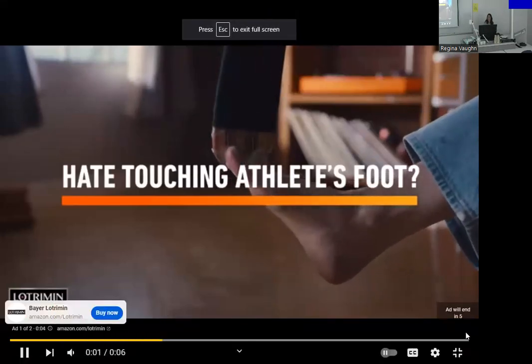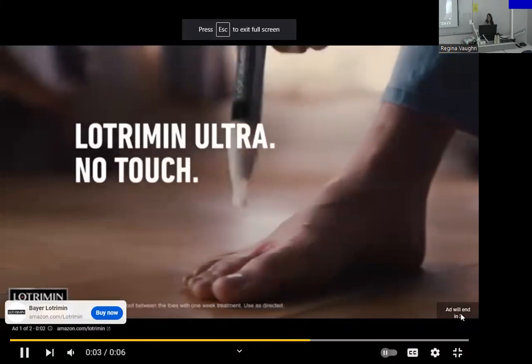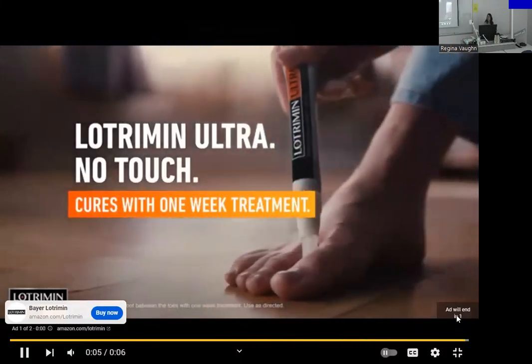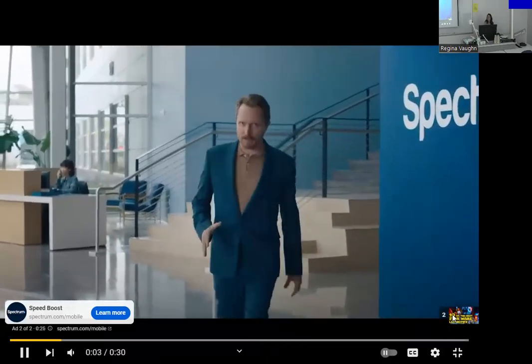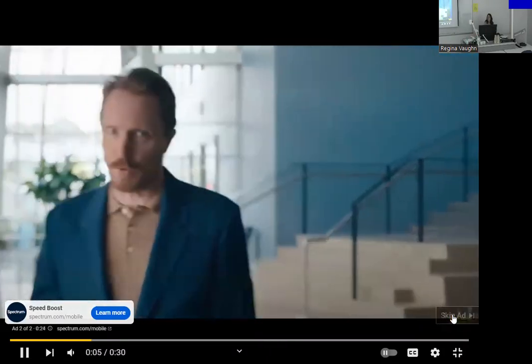Athlete's foot treatment. Spectrum Mobile, your mobile speeds are already amazing fast, but now they've developed speed boost.